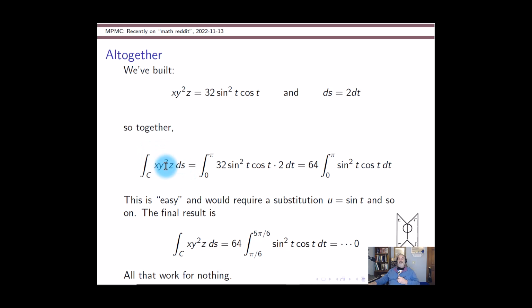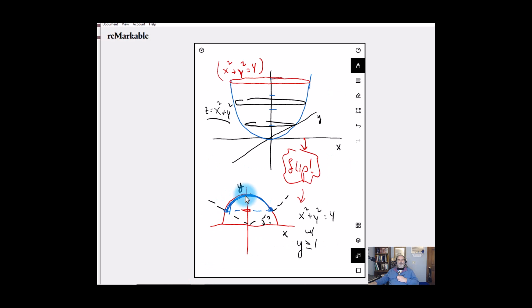could have predicted that we would get a value of 0 just because we could look at x, y squared, z, look at the contour that we're accumulating values of that function over, and notice that positive-negative symmetry because of the values of x.